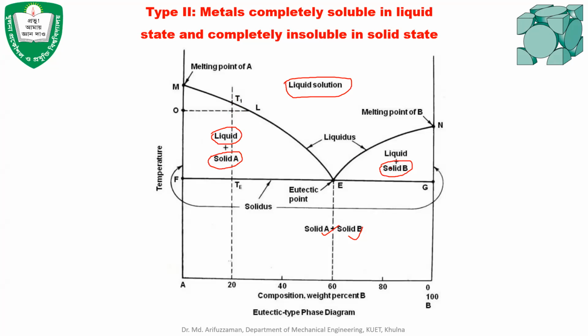That means whenever the solid forms, because the basis here is that it is completely insoluble in the solid state. That means in the solid state, A cannot stay in the matrix of B, or B cannot stay in the matrix of A. So there will be complete solid A, which will contain 100% A. Okay, and liquid will contain A and B, a mixture of A and B. Okay, is it clear?